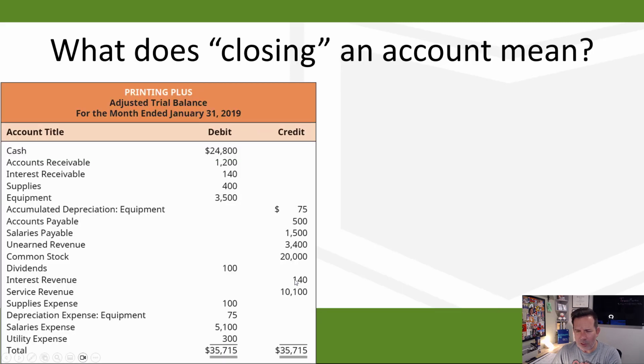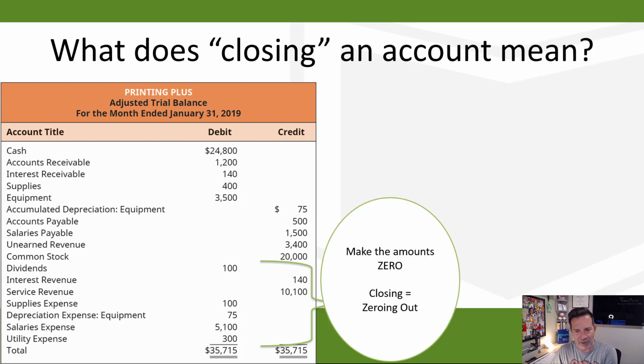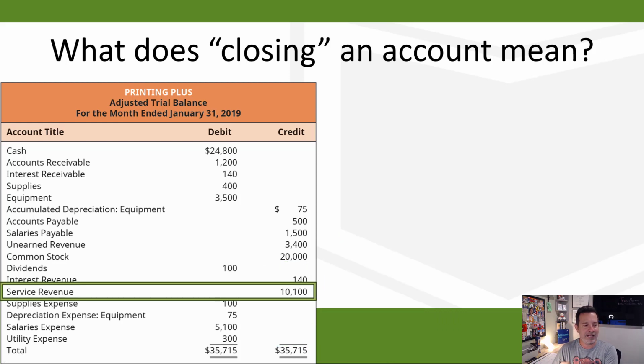And so what does closing an account even mean? It means we're going to make that account 0. We're going to zero it out and wipe it out. Closing simply means we are zeroing out an account. And so just to show you here, we have service revenue, $10,100, a credit balance there, right? So if I'm going to make that 0 and wipe it out, I have to put an entry that puts that number on the opposite side, the debit side, and then it will wash it out to 0. So closing simply means zeroing out an account.